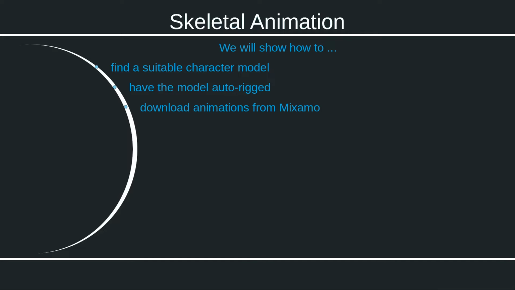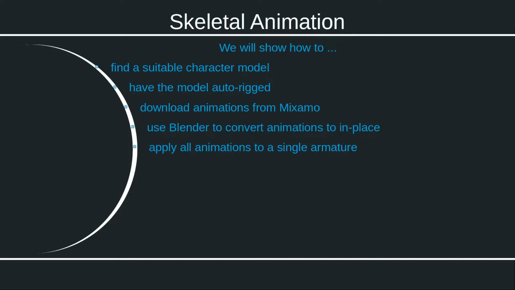When downloading the animations, the first animation is downloaded with a skin, aka mesh. All other animations are downloaded without a skin. Use the in-place option whenever you can. Then we'll show you in Blender how to make all those animations in place that do not have the option in Mixamo. Also in Blender, we will then apply all the animations to a single armature, aka skeleton.